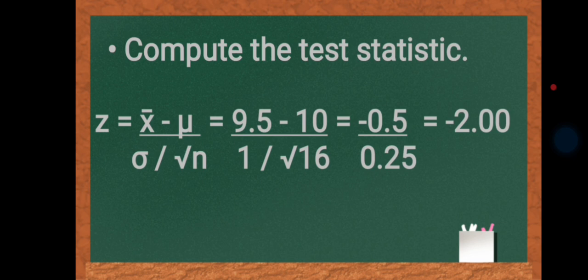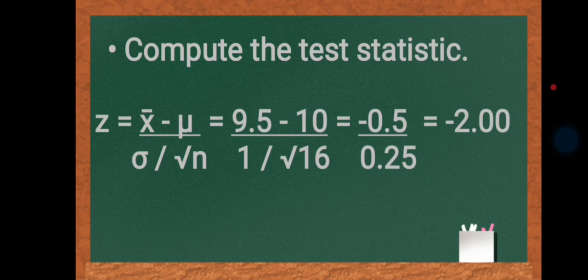We have a formula of Z equals the sample mean minus the population mean divided by the standard deviation over the square root of the sample size. Let us substitute: Z equals 9.5 minus 10, which is negative 0.5, divided by 1 over the square root of 16, which is 0.25. Then negative 0.5 divided by 0.25 equals negative 2.00.